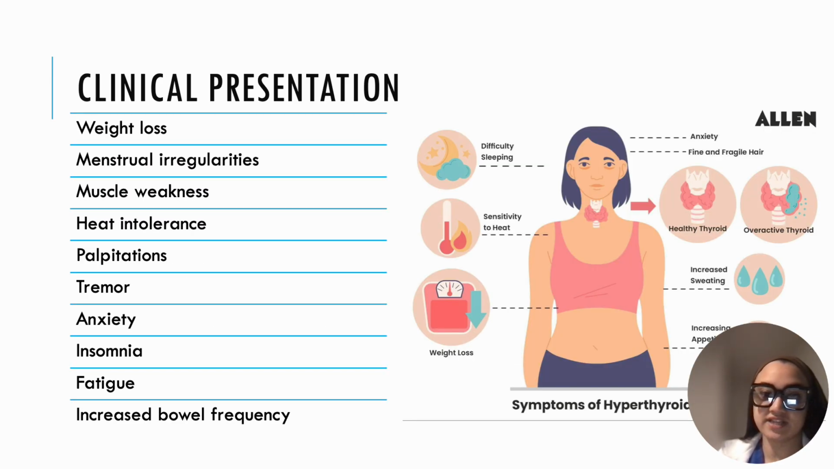So, clinical presentation. Again, this is similar to Graves' disease, as you can see in the picture on the right with the healthy thyroid versus the overactive thyroid. But some clinical presentations that you may see are a patient presenting with weight loss, females with menstrual irregularities, muscle weakness, heat intolerance, palpitations, tremor, anxiety, insomnia, fatigue, and increased bowel frequency.